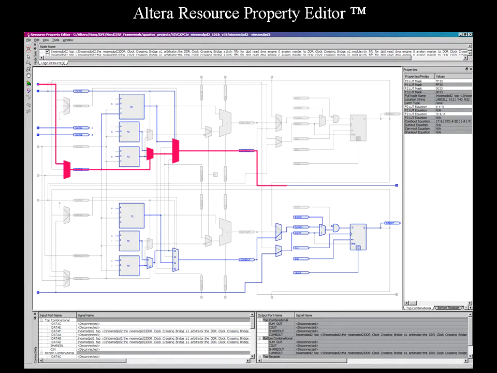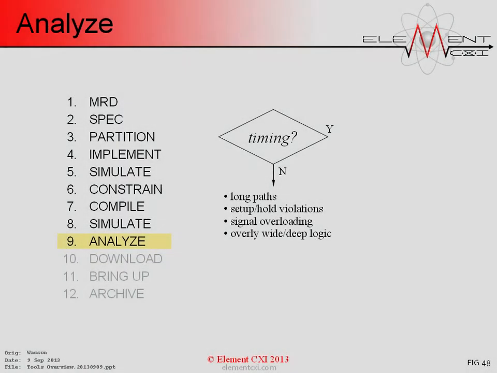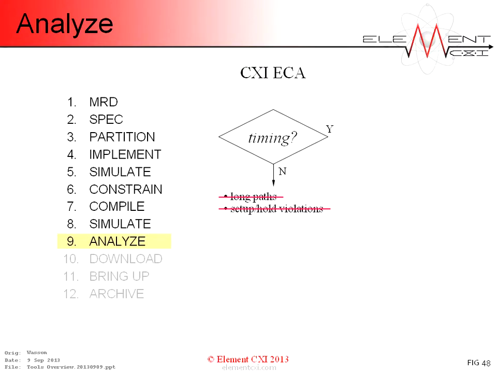The bad news is, in such prior art, you may have to do this analysis for each and every bit path violation after each and every route cycle. The good news is, in a CXI ECA, you don't have to. There are no long paths, setup or hold violations, overloaded signals, or overly wide, deep logic. The ECA, like an ASIC, has eliminated this simple but onerous class of timing error.